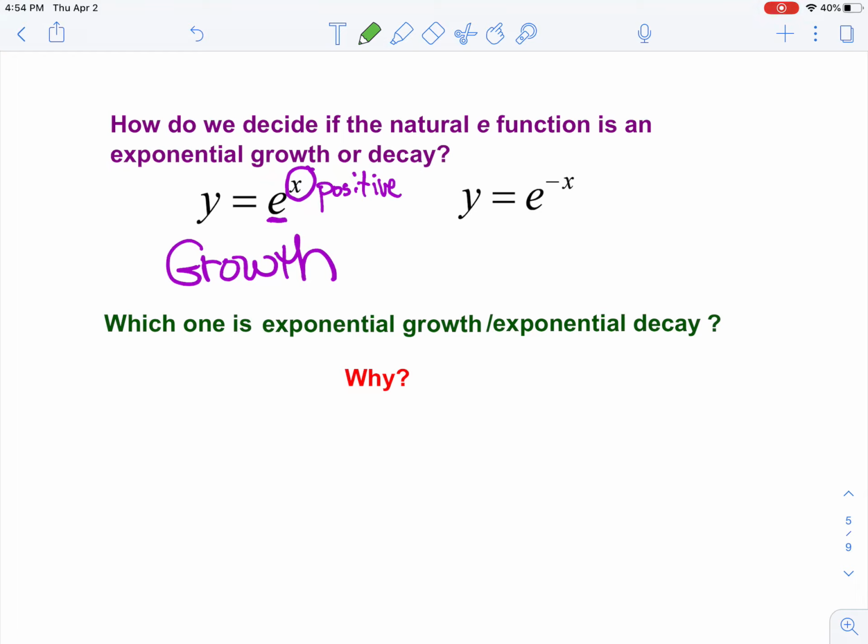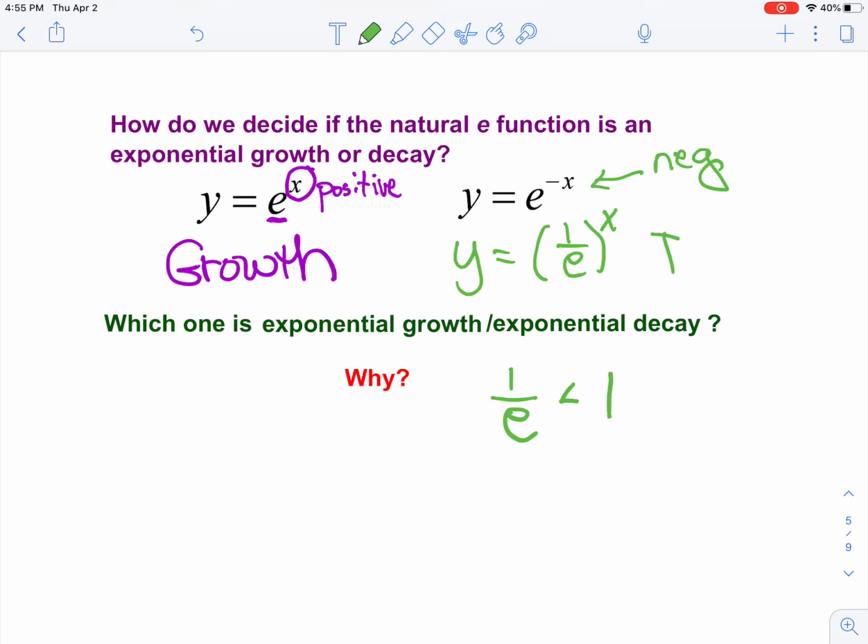Well, my base is still e. Oh, but remember, can we ever have a negative exponent? No, so this is actually written as 1 over e to the x. And 1 over e is going to be less than 1. So this one is a decay. So when we get to some problems, if we have e as our base, look at the exponent. If it's positive, it's going to be a growth. If it's negative, it's going to be a decay.